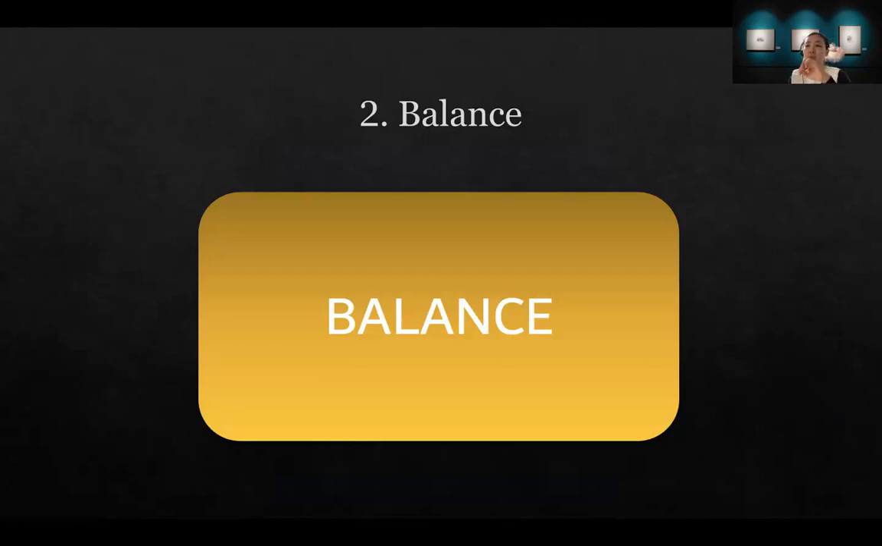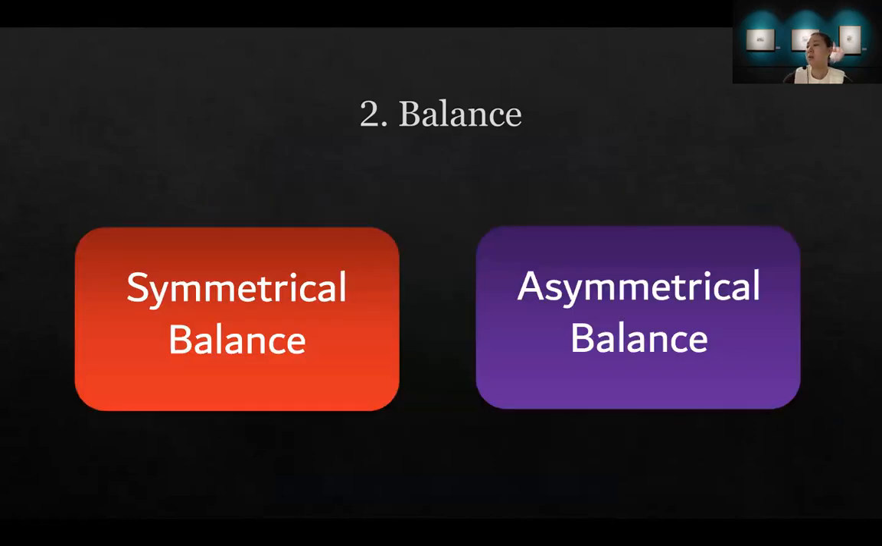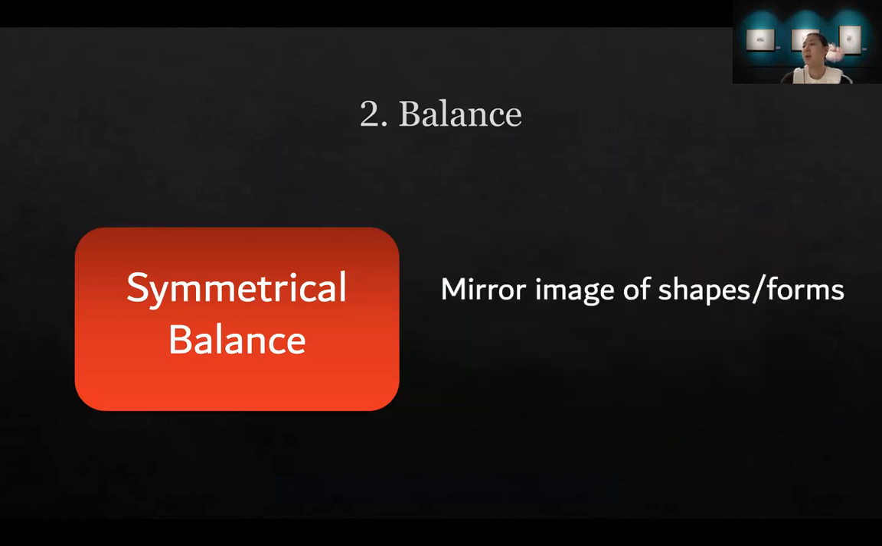So let's move on to the next principle, balance. Balance refers to an apparent heaviness or lightness of form arranged in composition. There are two types of balance in art, symmetrical balance and asymmetrical balance. Symmetrical balance is the mirror image of shapes or forms on either side of an imaginary axial dividing line. So the elements correspond to one another in size, shape, and placement.